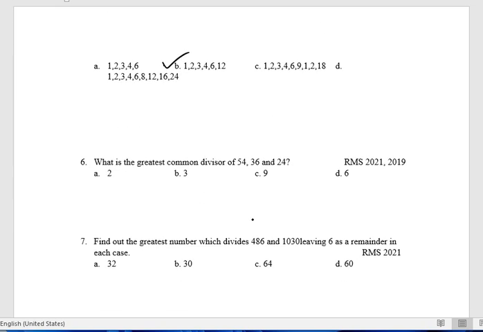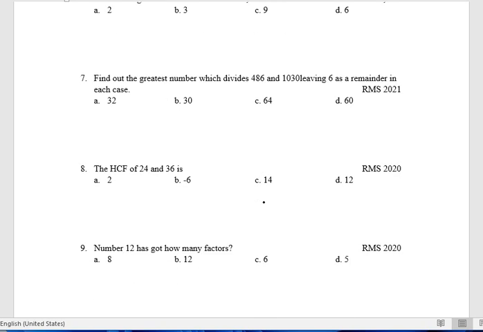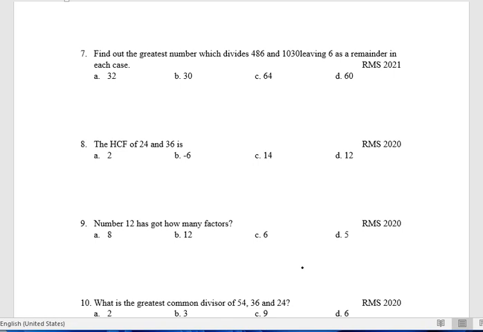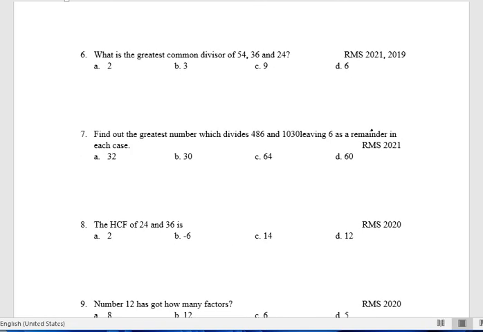Next question. What is the greatest common divisor of 54, 36 and 24? This was in 2021 and 2019. Okay, so this question was repeated even here also. So it was in 2022 also. This question was even in 2020. So I will not repeat that question, we can write here.